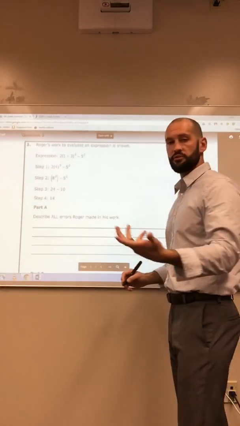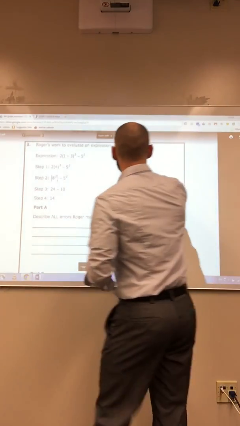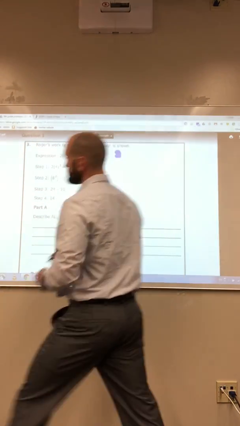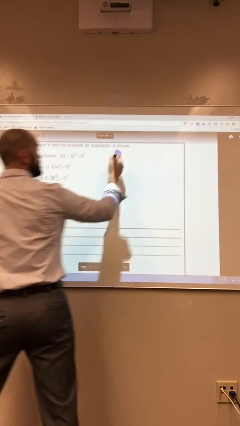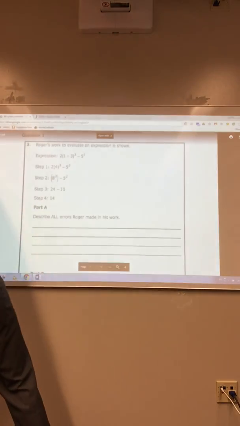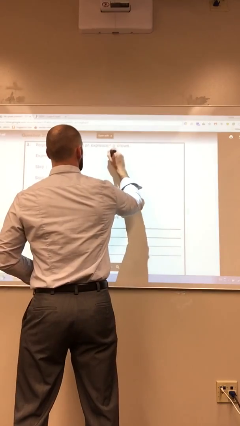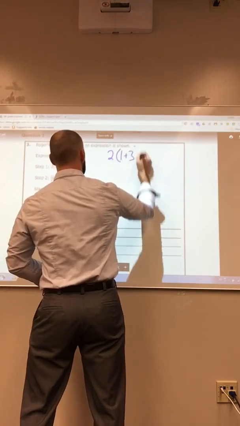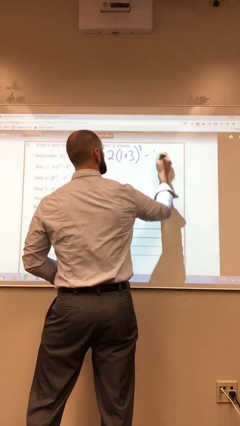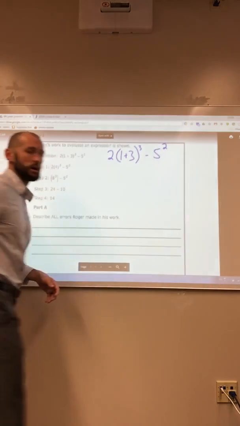So what do you do first? You always rewrite the problem. So we have 2, ooh, that is really thick. Let's see if we can get something a little thinner. 2, there we go. 1 plus 3 cubed minus 5 squared. All right.